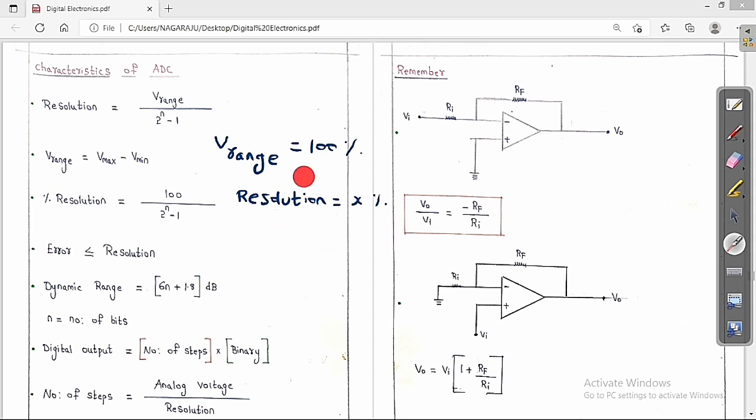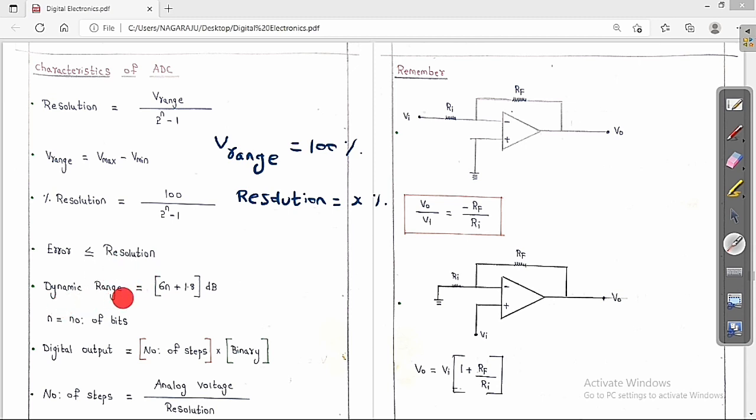Taking the ratio of second by first, we get resolution by V range is equal to x by 100. So x is equal to resolution by V range into 100. V range cancels, and we get 100 by 2 to the power of n minus 1. This is called the percentage of resolution. And error should always be less than or equal to resolution. Whatever error you get will always be less than or equal to resolution.